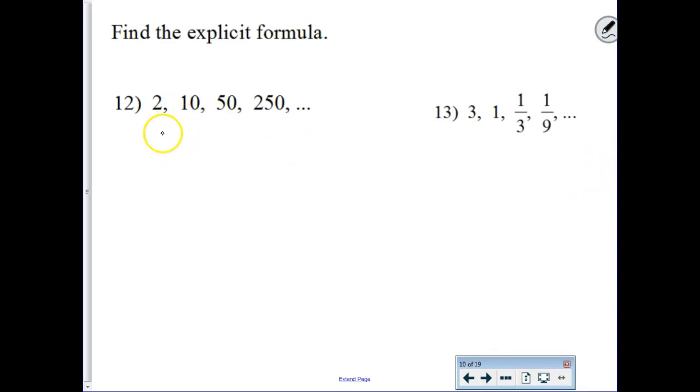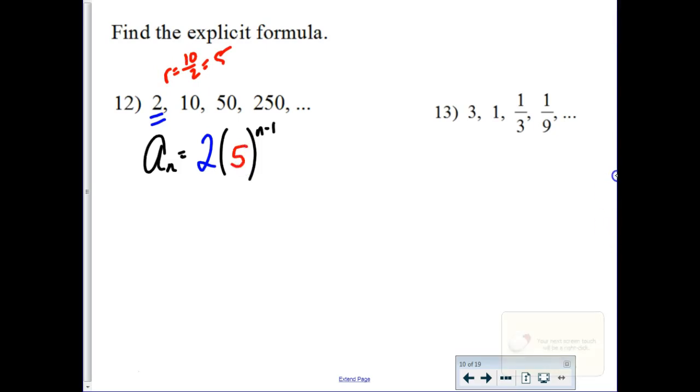I think these are the easiest ones because with geometric, you don't have any simplifying, ever. So your explicit formula says start with your first term, which is a 2, and then multiply it by the common ratio to the n-1 power. The only thing you have to really figure out is what your common ratio is. So that's pretty easy, right? 10 over 2 is 5.